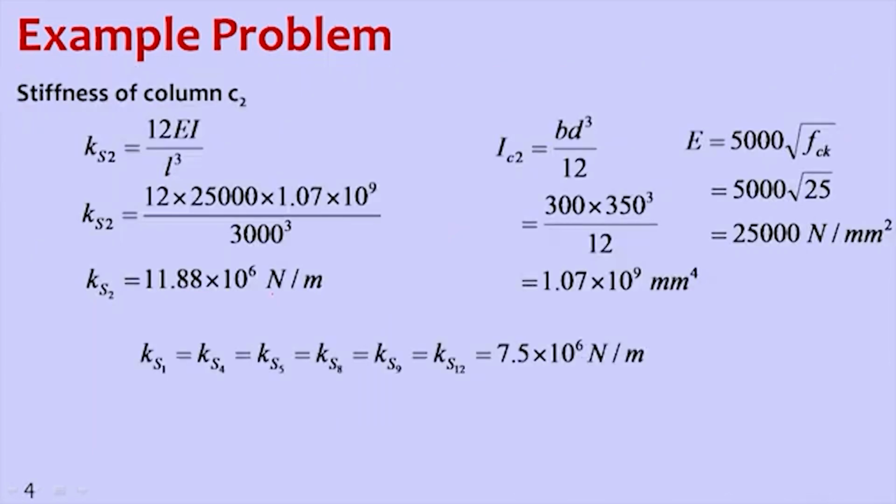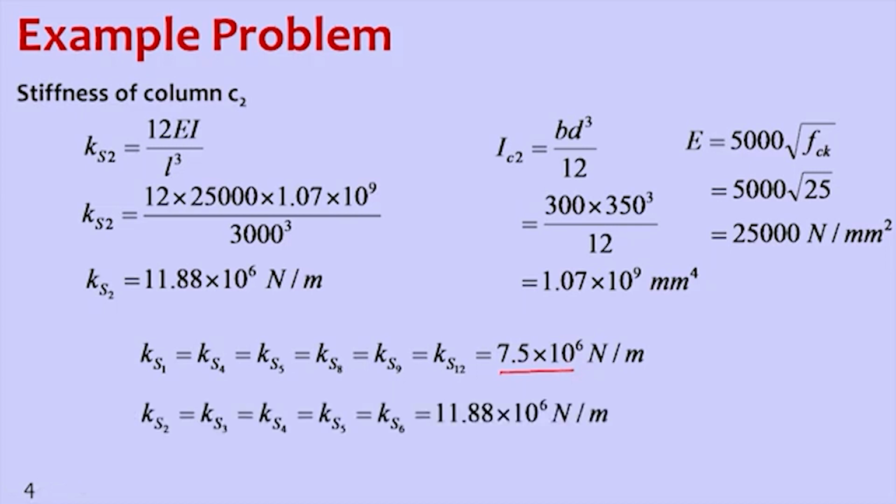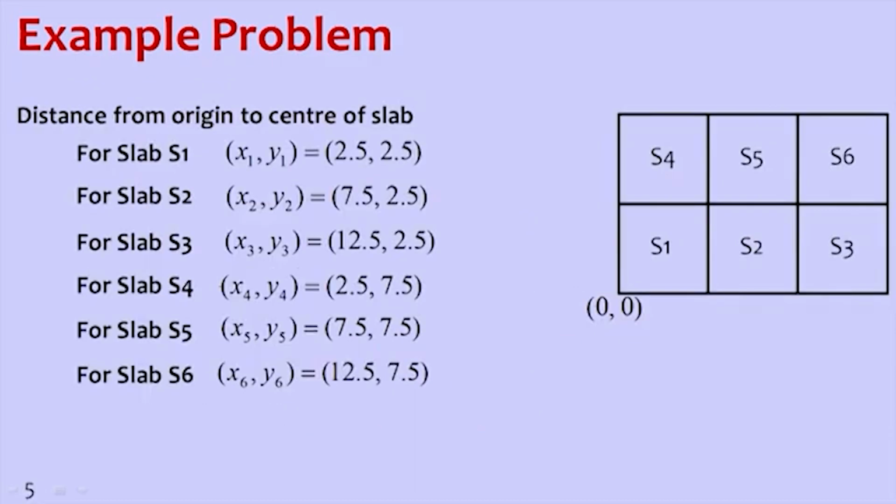C2 columns. So here KS1, KS4, 5, 8, 9 and 12 are 7.5 into 10 to the power of 6 Newton per meter, and KS2, 3, 6, 7, 10, 11 are 11.88 into 10 to the power of 6 Newton per meter. So keeping this in mind, we need to calculate the distance from this origin. Assuming this as the origin, we have slab 1, 2, 3, 4 and 5.